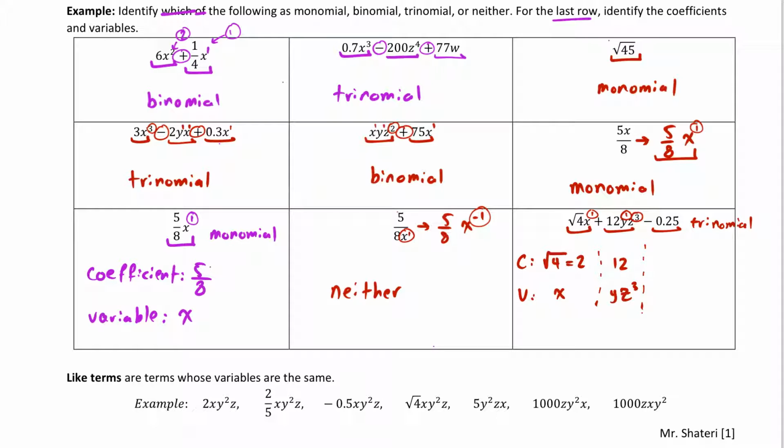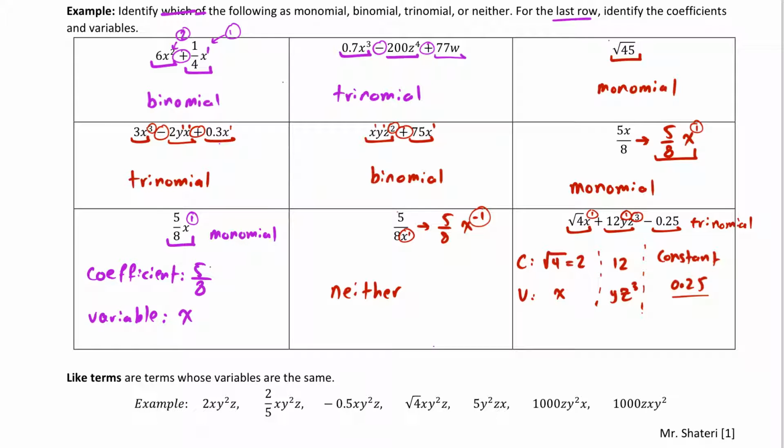And finally, I don't really have a coefficient or a variable. I only have a constant value here, which is 0.25. You can also think of it as plus negative 0.25 as well, but in this case I'm just going to leave it as 0.25.